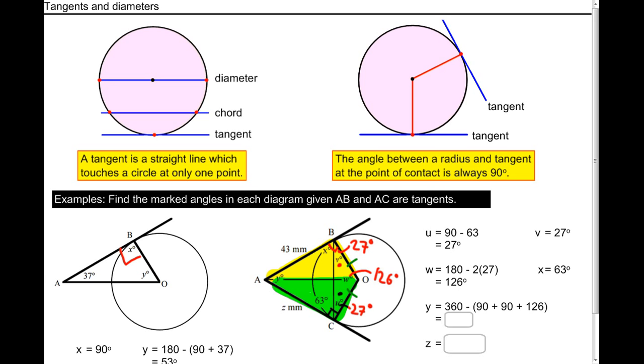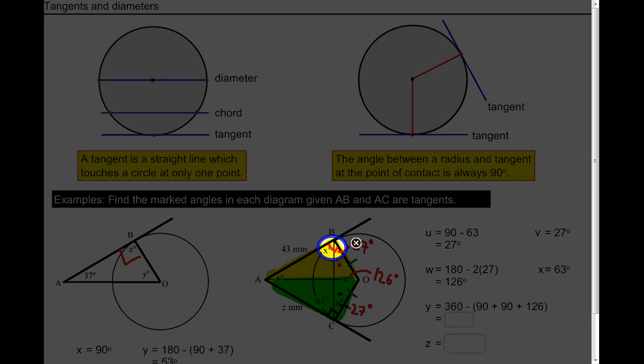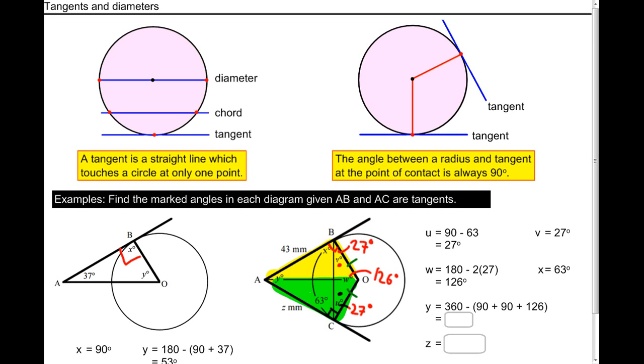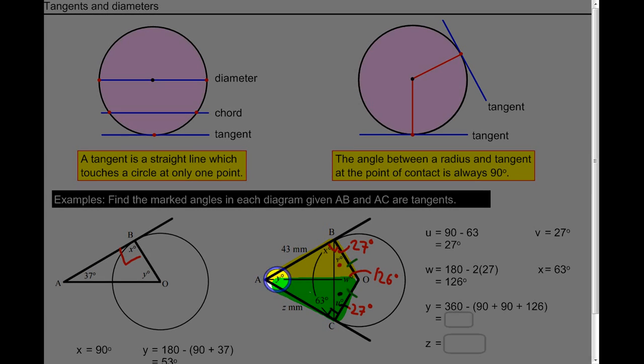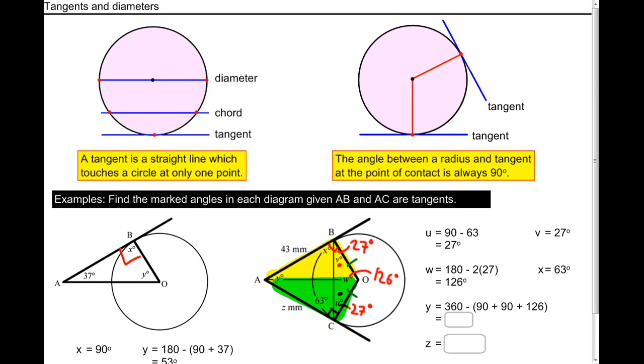So if I take away this angle, and this angle from 360, I'll be left with this angle here. So lots of ways you can do this, okay? That's quite a useful fact to know. The four angles are 360, but if you can't remember that, you can rely on splitting this shape up into a triangle and then using the symmetry to match that up.